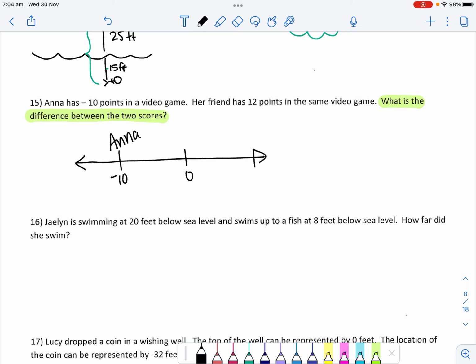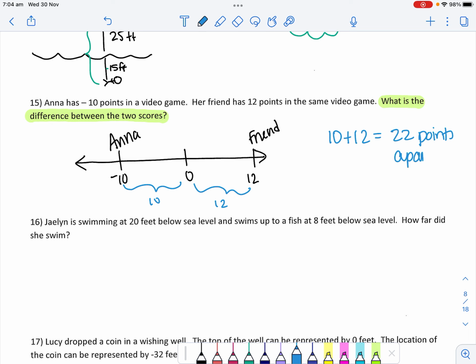And I've got friend at 12. So Anna is 10 points from 0, and friend is 12 points from 0. So 10 plus 12 is 22 points difference. I can combine those distances together because I need to know how far apart they are.